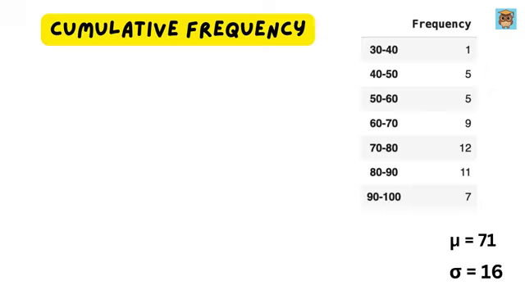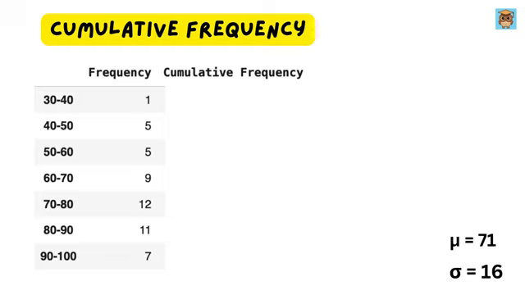This is where cumulative frequency comes in. Cumulative frequency tells us the running total of students who scored up to a certain range. Instead of just looking at how many students fall within a particular range, cumulative frequency tells us the total number of students who scored up to a certain mark. To calculate cumulative frequency, we start from the lowest range and keep adding up the students as we move higher.